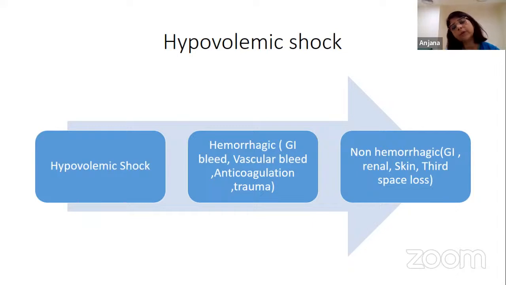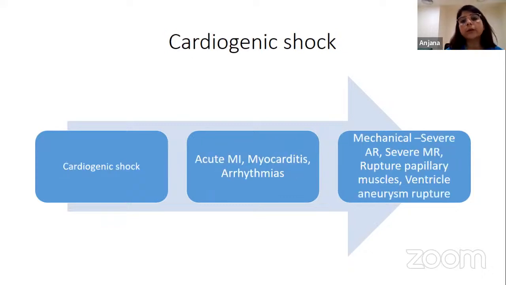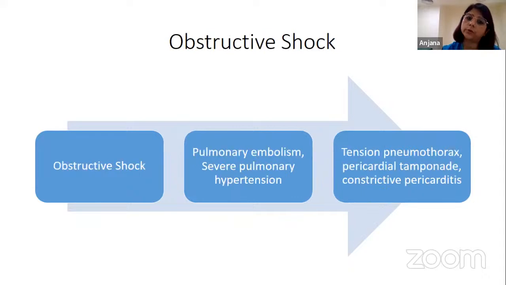And non-hemorrhagic can be the GI losses, renal losses, or third space, like in burns, pancreatitis, where the patient goes into a shock where the capillaries are leaky. So that's a hypovolemic shock. Now, cardiogenic, well, MI or myocarditis or any cardiac involvement where the cardiac output gets affected, so cardiogenic shock, and obstructive: pulmonary embolism or severe pulmonary hypertension, tension pneumothorax, or pericardial tamponade. So these are the different causes or the different types of shock we encounter.